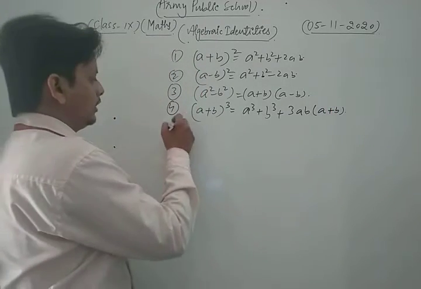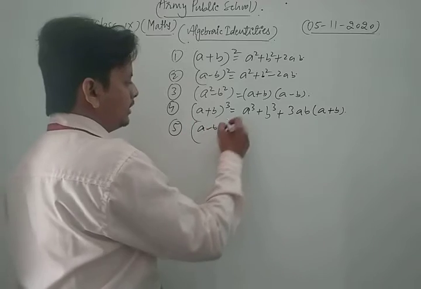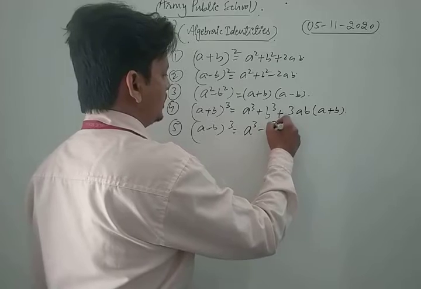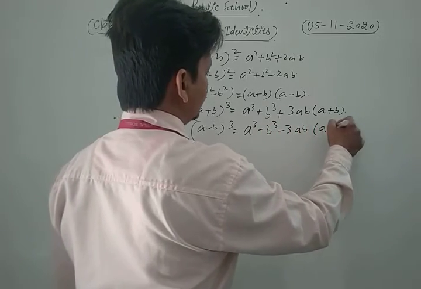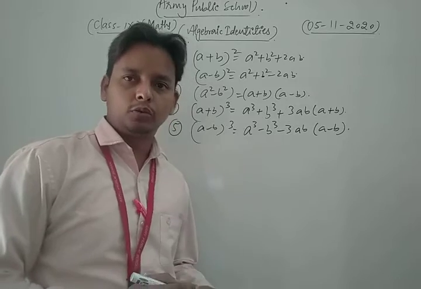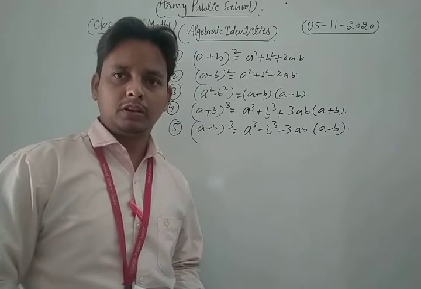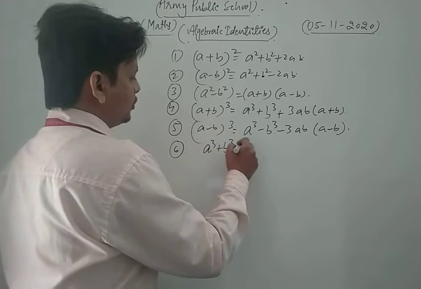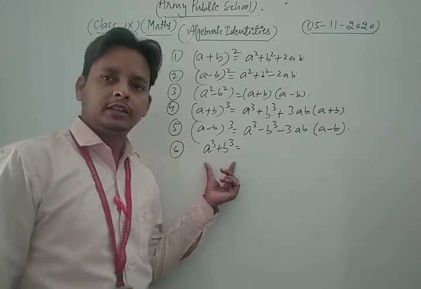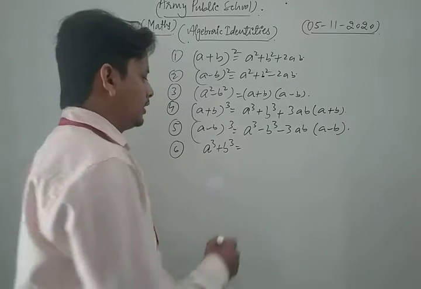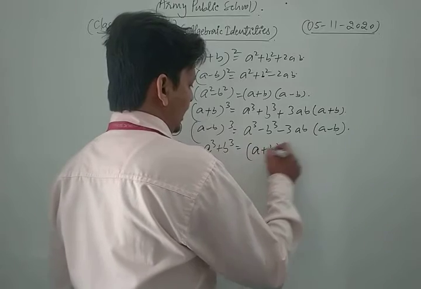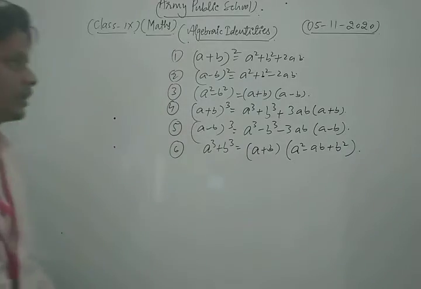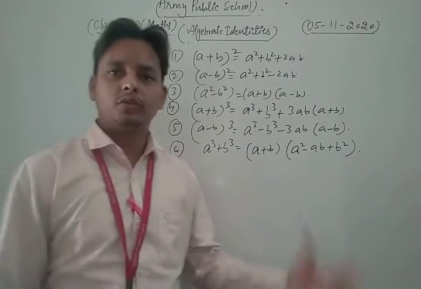Okay, and next one is what? (a minus b) whole cube. The formula for (a minus b) whole cube is what? a cube minus b cube minus 3ab in bracket (a minus b). Okay, this is also a very important formula. And the sixth one is what? a cube plus b cube. Dear students, this is also a very important algebraic identity of your syllabus, which is (a plus b) in one bracket and in another bracket (a square minus ab plus b square).